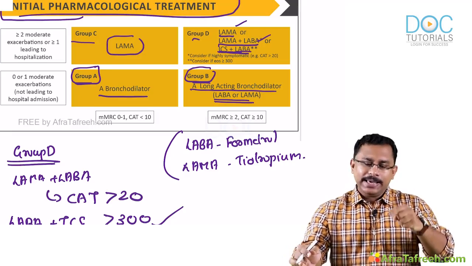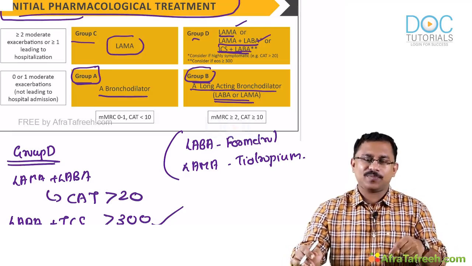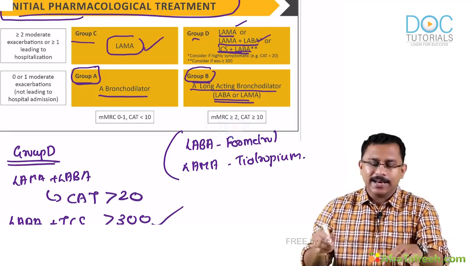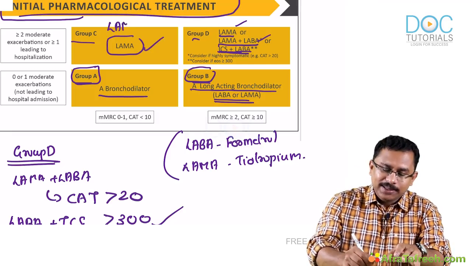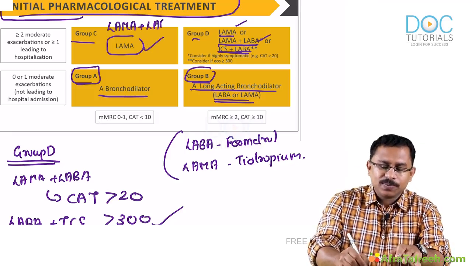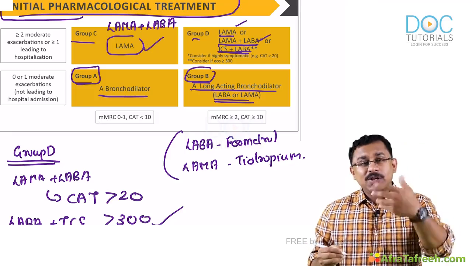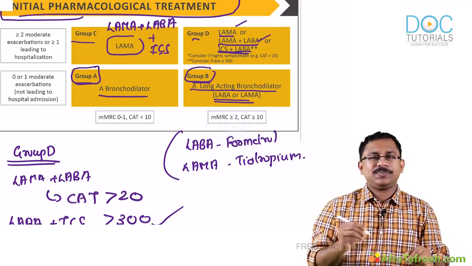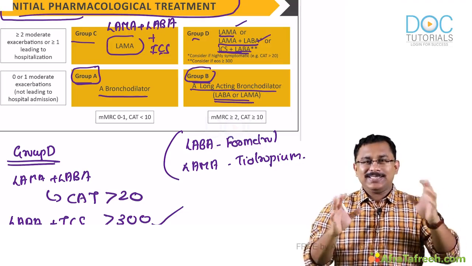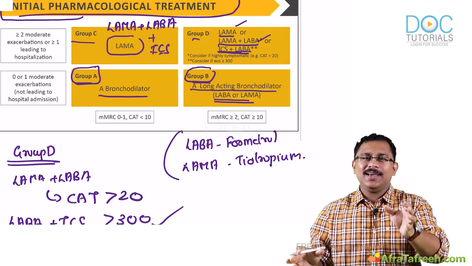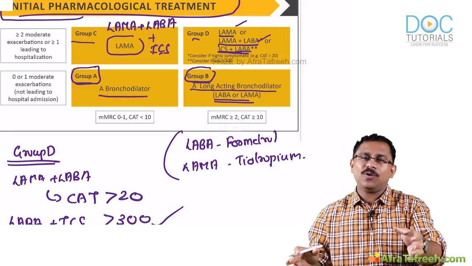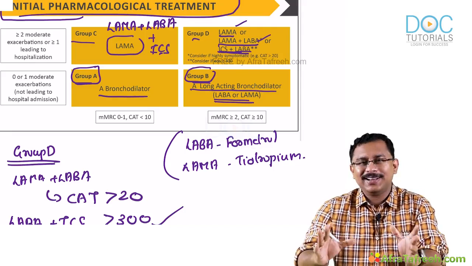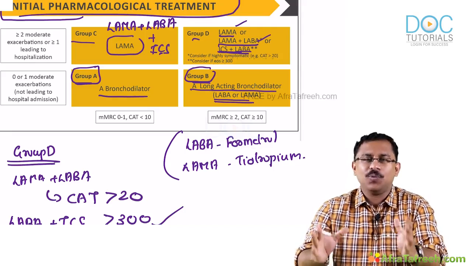Now remember, even if the patient is group C, you start with LAMA. If it is not controlled with LAMA, you can think of adding a LABA also. And if it is not controlled, you can think of adding an inhaled corticosteroid also. So it doesn't mean that you should strictly restrict your treatment to LAMA alone. You can add as per the patient response. But this is the overall general guidelines that you have to follow.